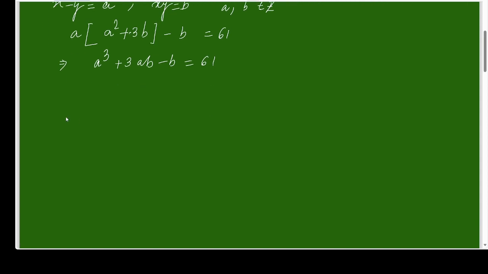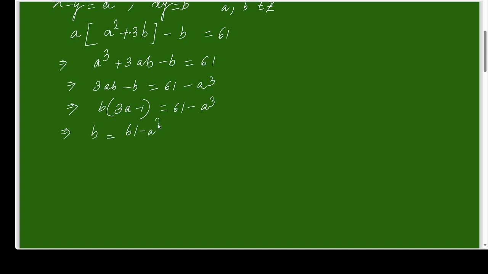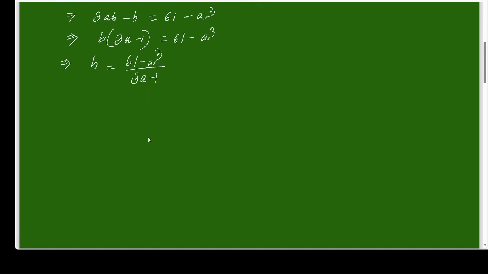Next I am taking b to the left side. I get b times 3a minus 1 is equal to 61 minus a cube, or b is equal to 61 minus a cube over 3a minus 1. So a is an integer, b is an integer. Now we'll find what can be the values of a and b.